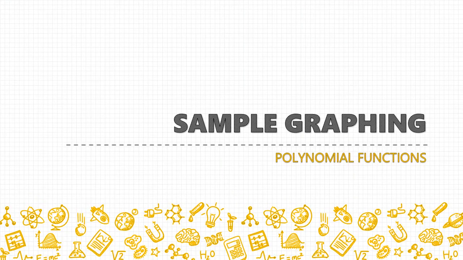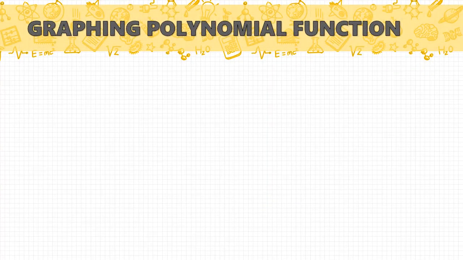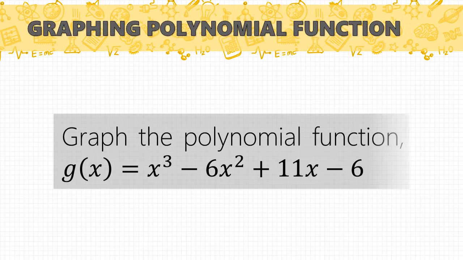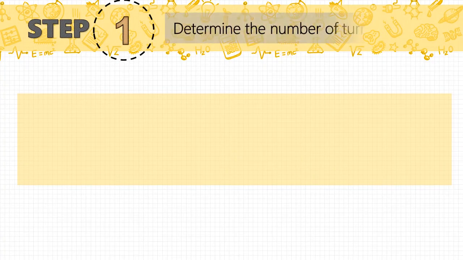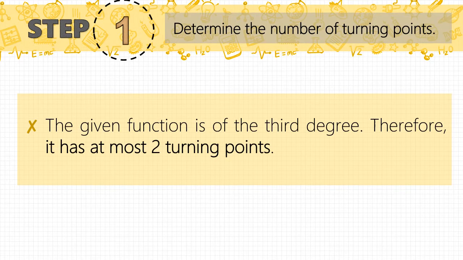At this point, we will be using all those key concepts in graphing a polynomial function. Graph the polynomial function g of x is equal to x cubed minus 6x squared plus 11x minus 6. Step 1. Determine the number of turning points. The given function is of the third degree. Therefore, it has at most 2 turning points.